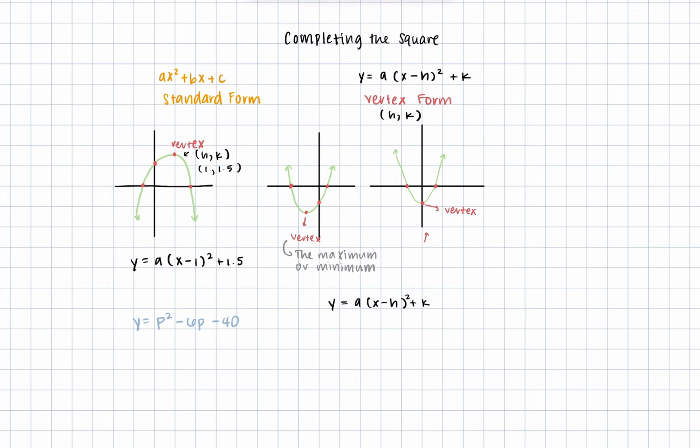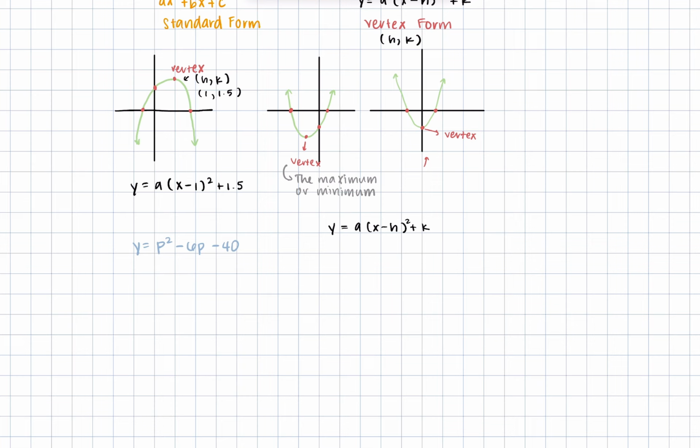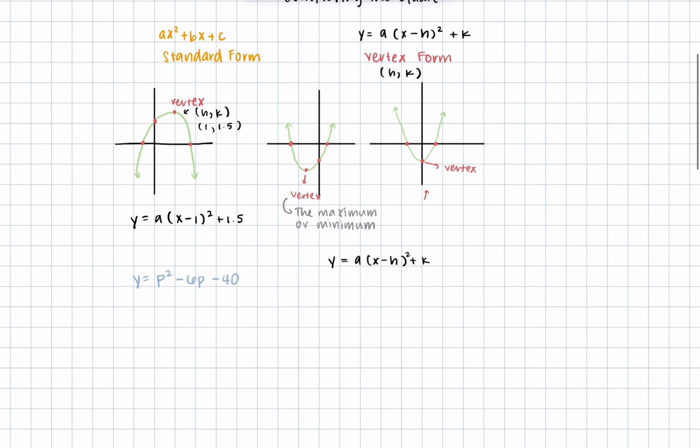Okay, so let's say we have a function here: y equals p squared minus 6p minus 40. So this is in standard form. Now, can I convert this into vertex form? Well, if I label this a, b, and c, I certainly have my a value over here, which is 1. But I don't have my h and k values.